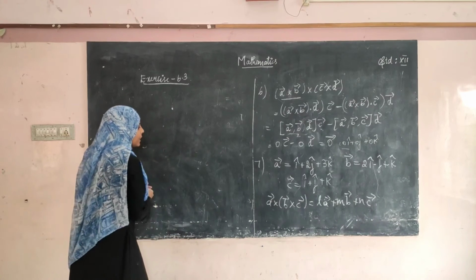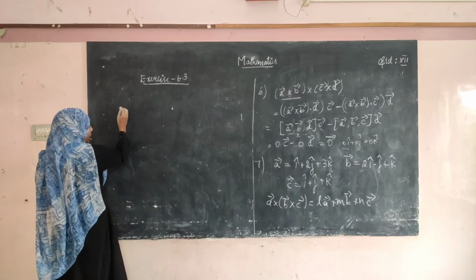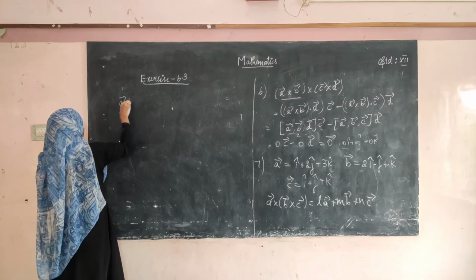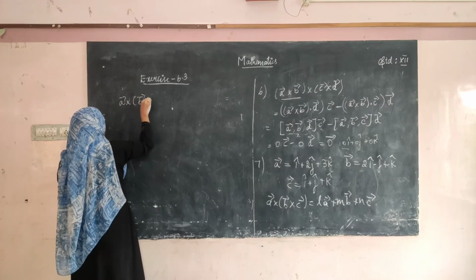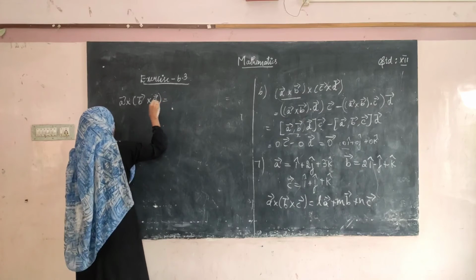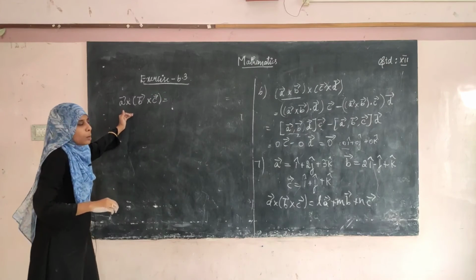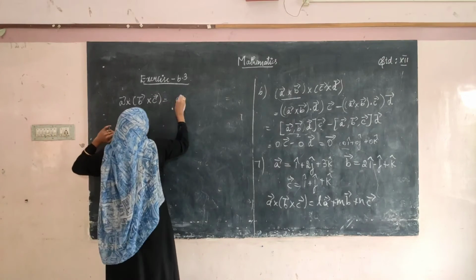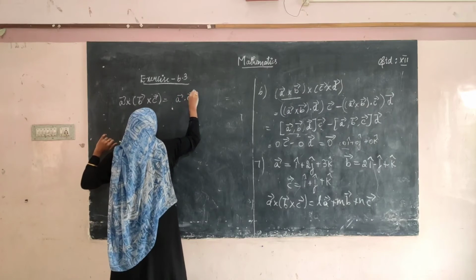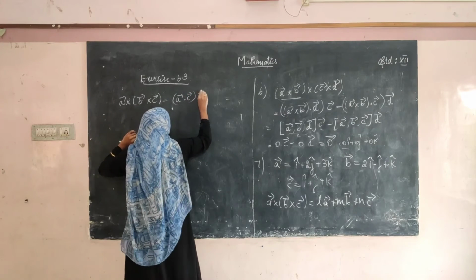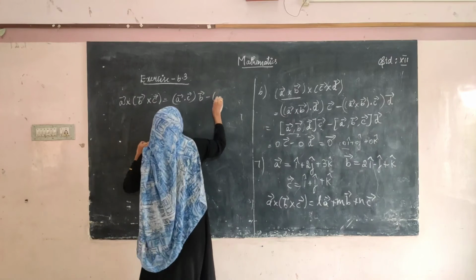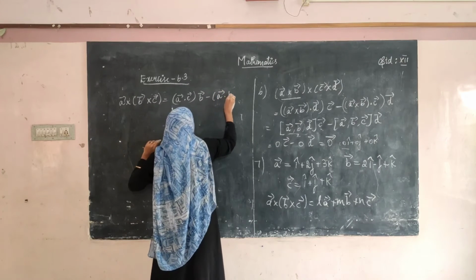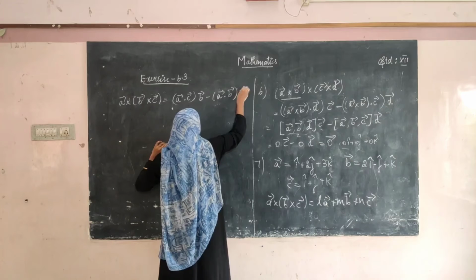So let us keep the left hand side alone first. That is a vector cross b vector cross c vector. How can we expand this? This is in the format of vector triple product. How can we expand this? It is (a vector dot c vector) into b vector minus (a vector dot b vector) into c vector.